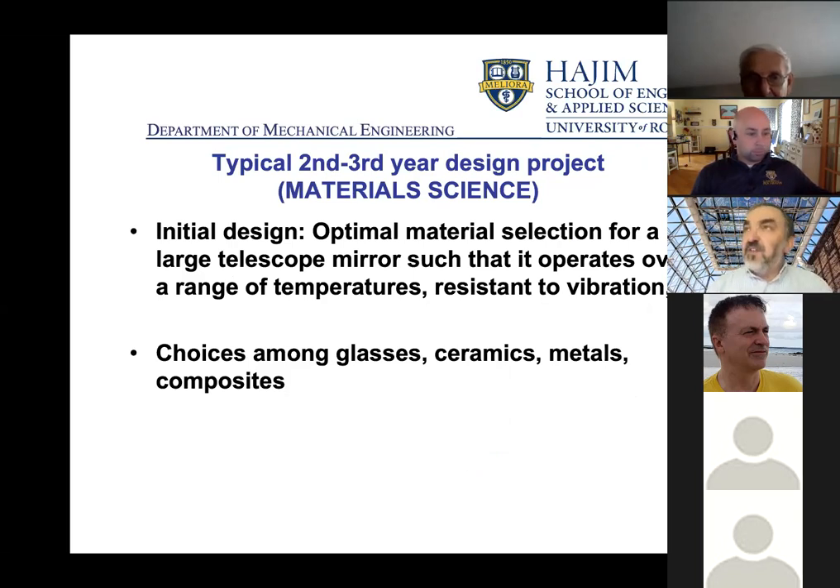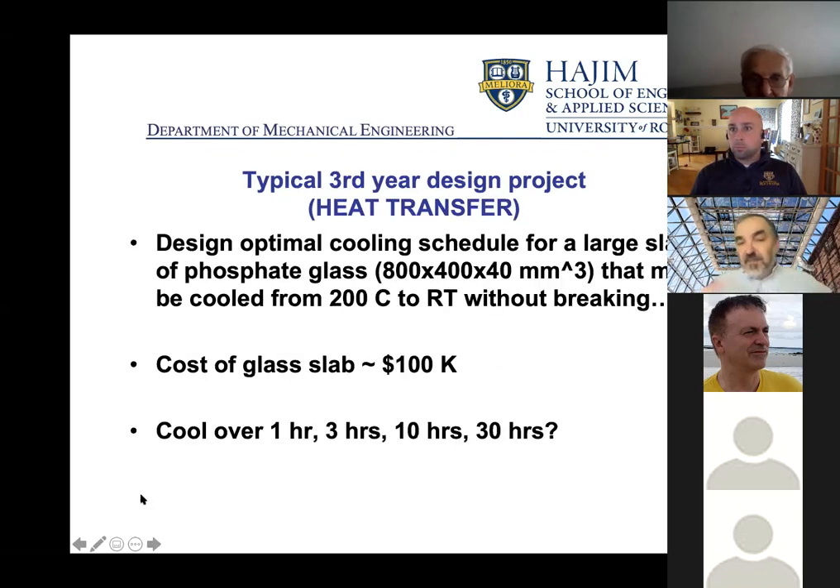As an example of a design project, find the best material for designing a large telescope mirror such that it operates over a range of temperatures, is resistant to vibration, and so on and so forth. And the choice of materials can be glasses, ceramics, metals, or composites. So now we're looking at what is the best material choice for a given technical design task. So from here again, a design project in the third year of mechanical engineering heat transfer course.